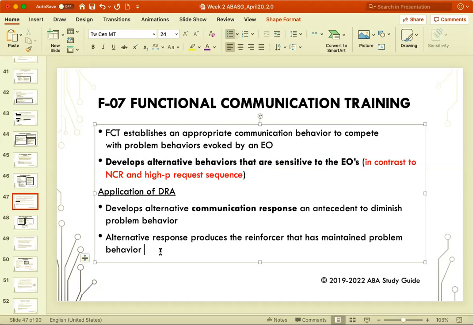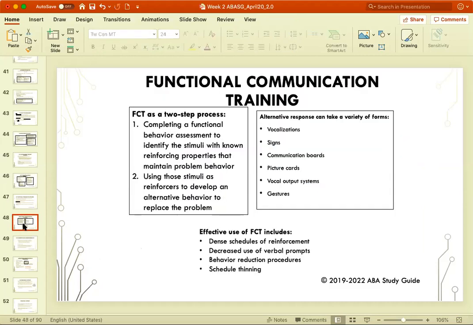But FCT basically develops behaviors that are sensitive to EOs. What I mean by that is they're directly related to the establishing operation in place. For those of you that went to ASU like I did, I talked about functional communication for almost the whole 2 years, but it's a 2-step process. Complete the functional behavior assessment. So I identify the stimuli with known reinforcing properties that maintain the problem behavior. So I realized that Monique is engaging in screaming behavior because she wants the teacher, when the teacher's behavior is diverted, okay? I did my FBA, and then what do I do?